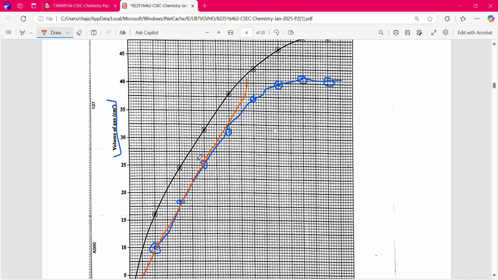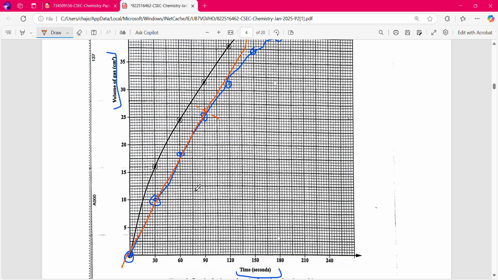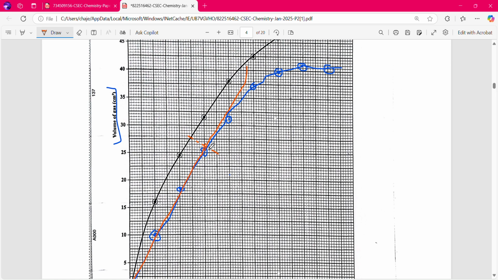So I could say that from 0 to about 25, that's when the rate is the fastest. Once it begins to deviate from that straight line, that's where I would say it begins to slow down, right? Now from here, when you start to see it curve off, that is when the reaction slows down. So I'm going to say here to here is when it slows down.